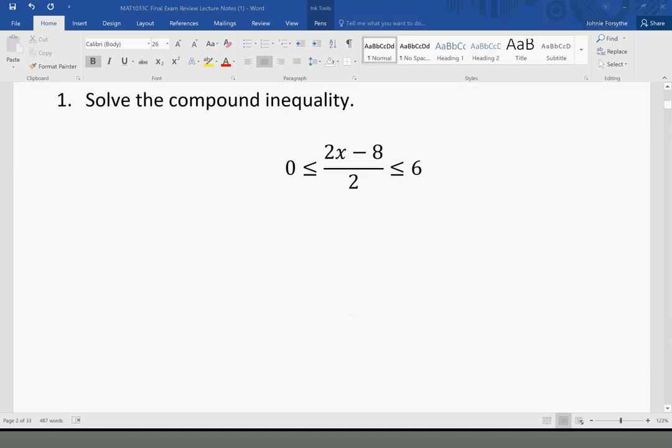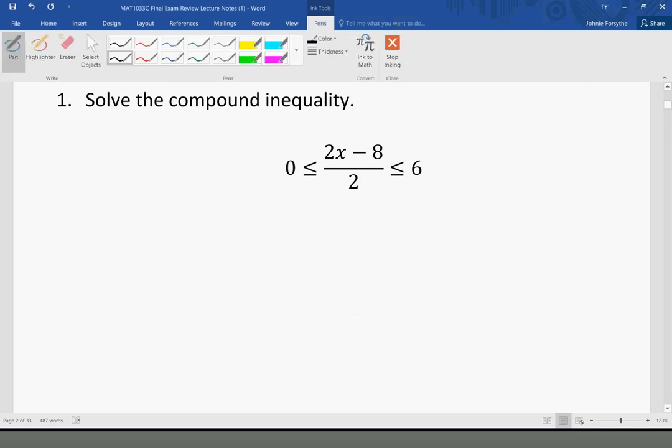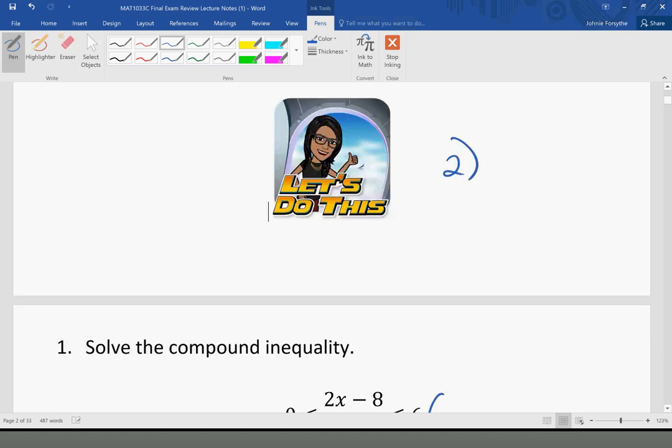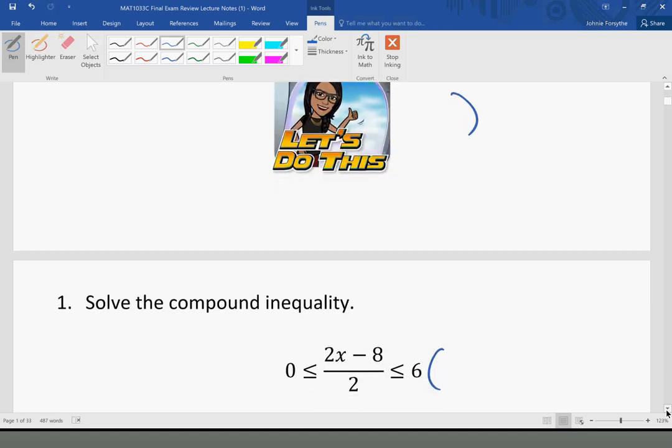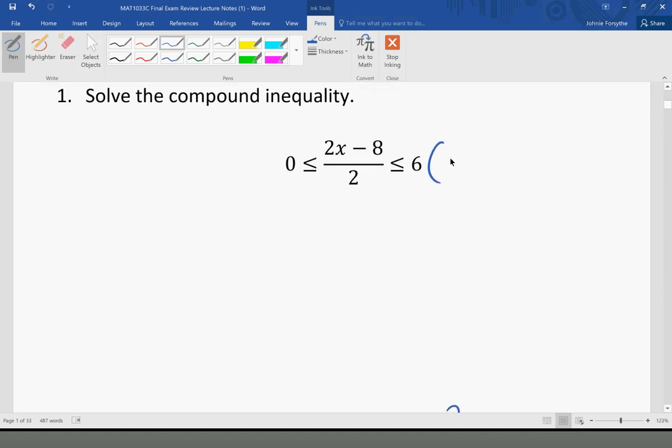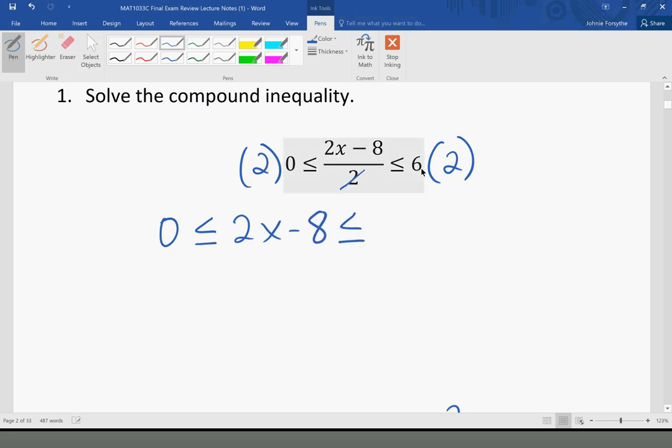All right, so we're going to start by solving the compound inequality. We have 0 is less than or equal to (2x minus 8) over 2, which is less than or equal to 6. We're going to start by multiplying both sides by 2. That's going to cancel out this 2 here. So we're going to have 2 times 0 is 0, less than or equal to 2x minus 8, which is less than or equal to 6 times 2, which is 12.